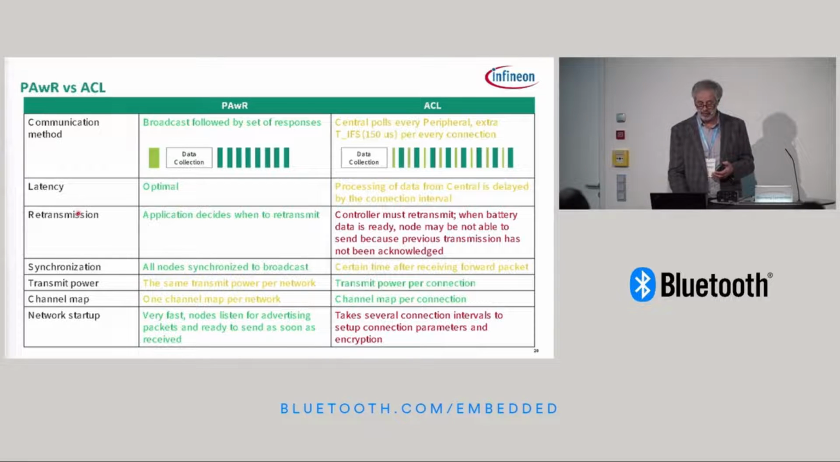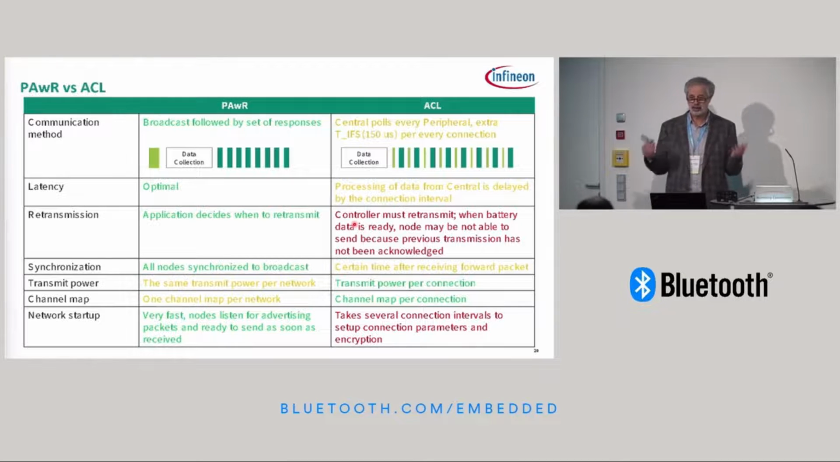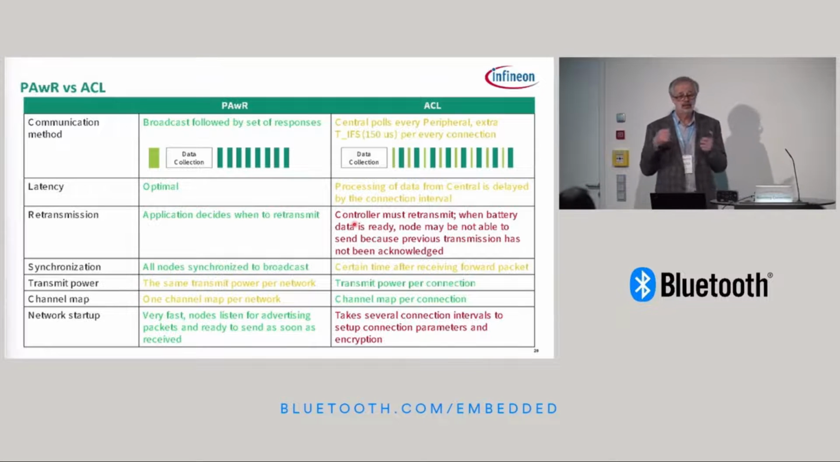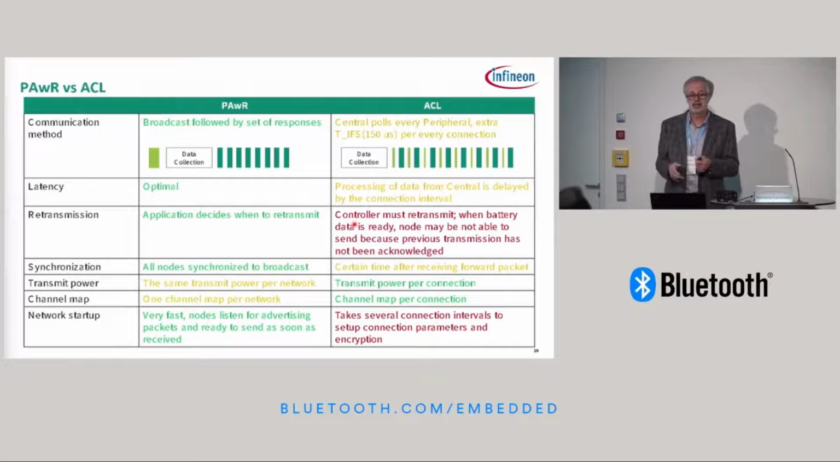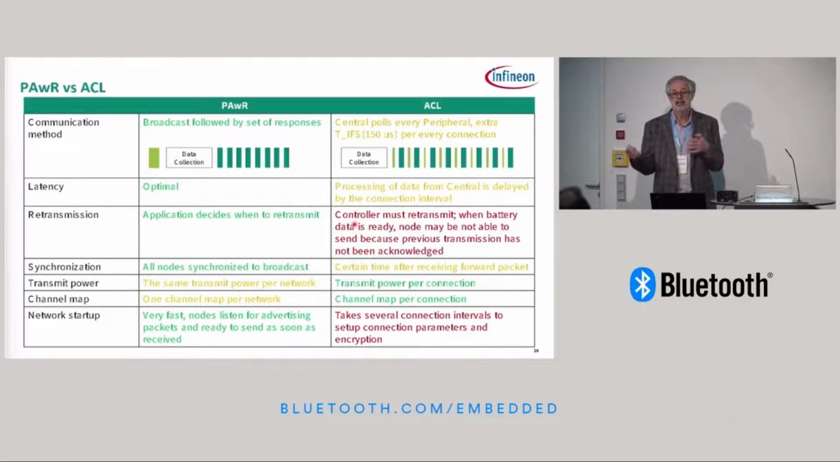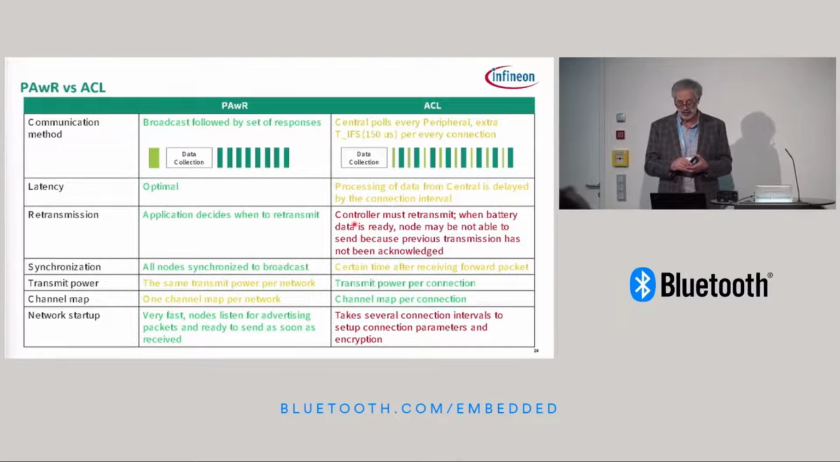I think the most important and biggest benefit of using PAwR is that retransmission is requested by the application. In ACL, it is the controller. As soon as you tell the controller to send this battery data, if there is some interference, the controller will keep resending the data. And you have new data from your sensors, but you cannot send it because the controller is trying to do something that you don't want it to do. And this is very good.